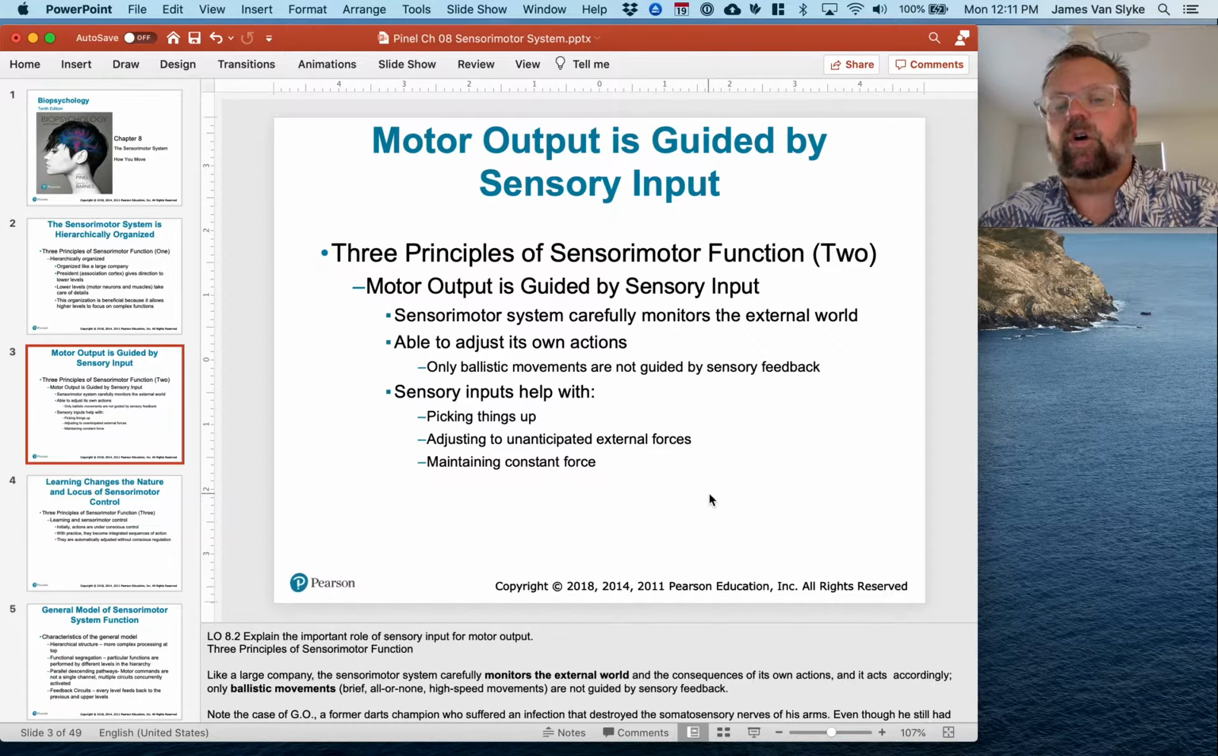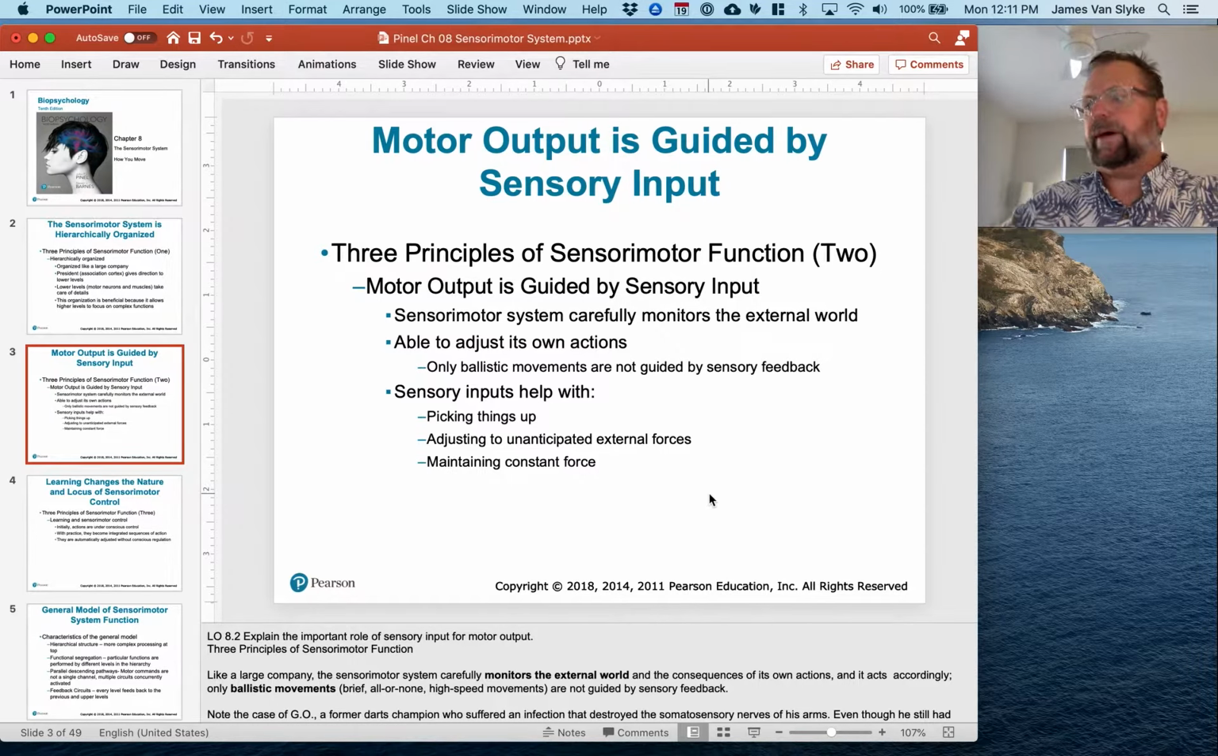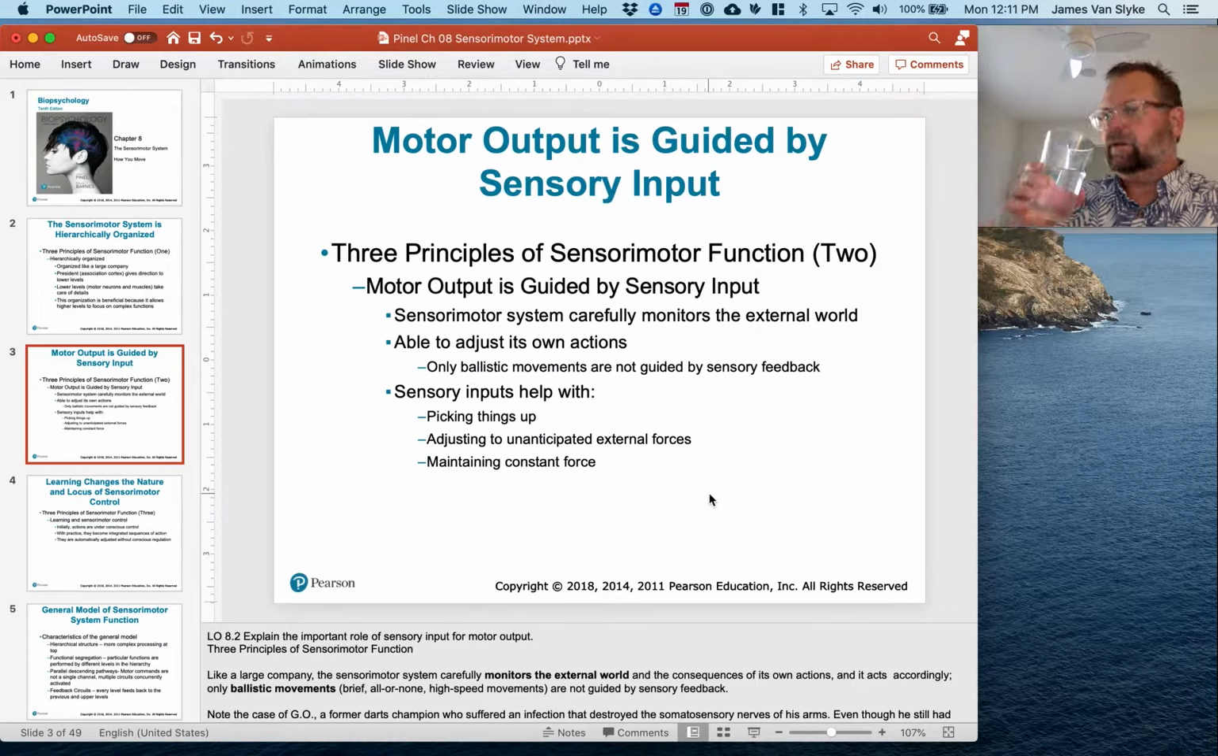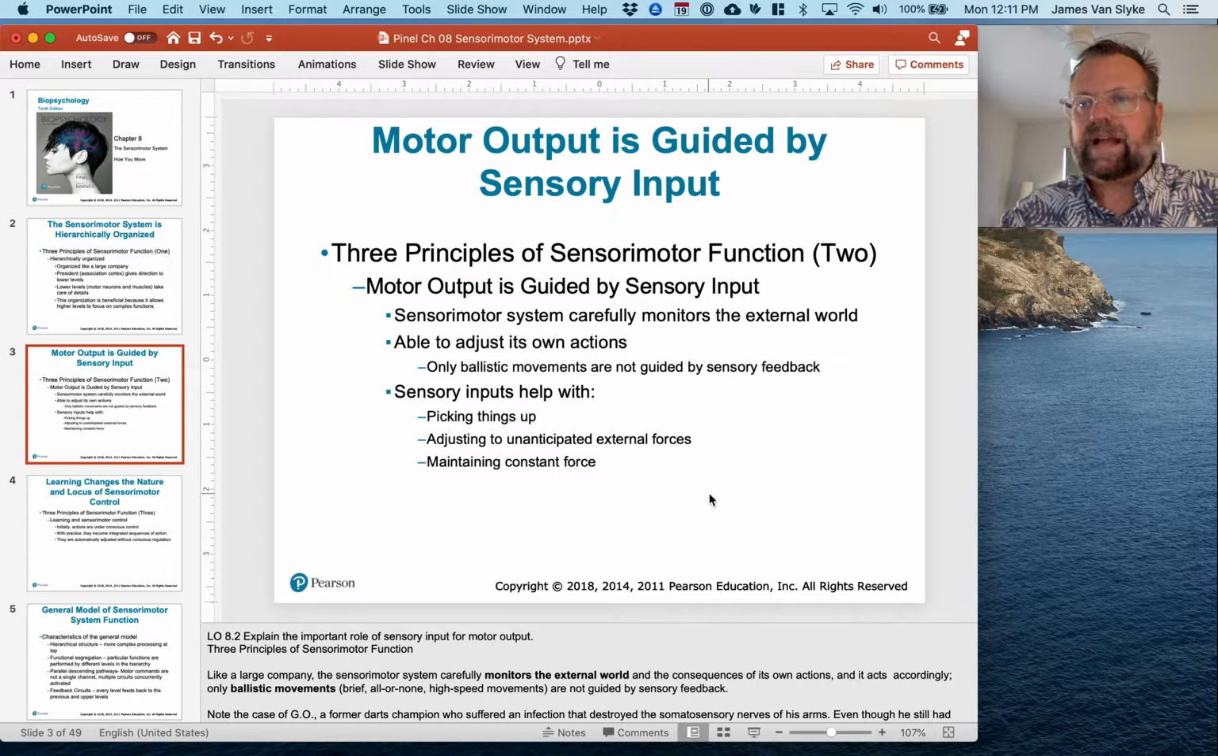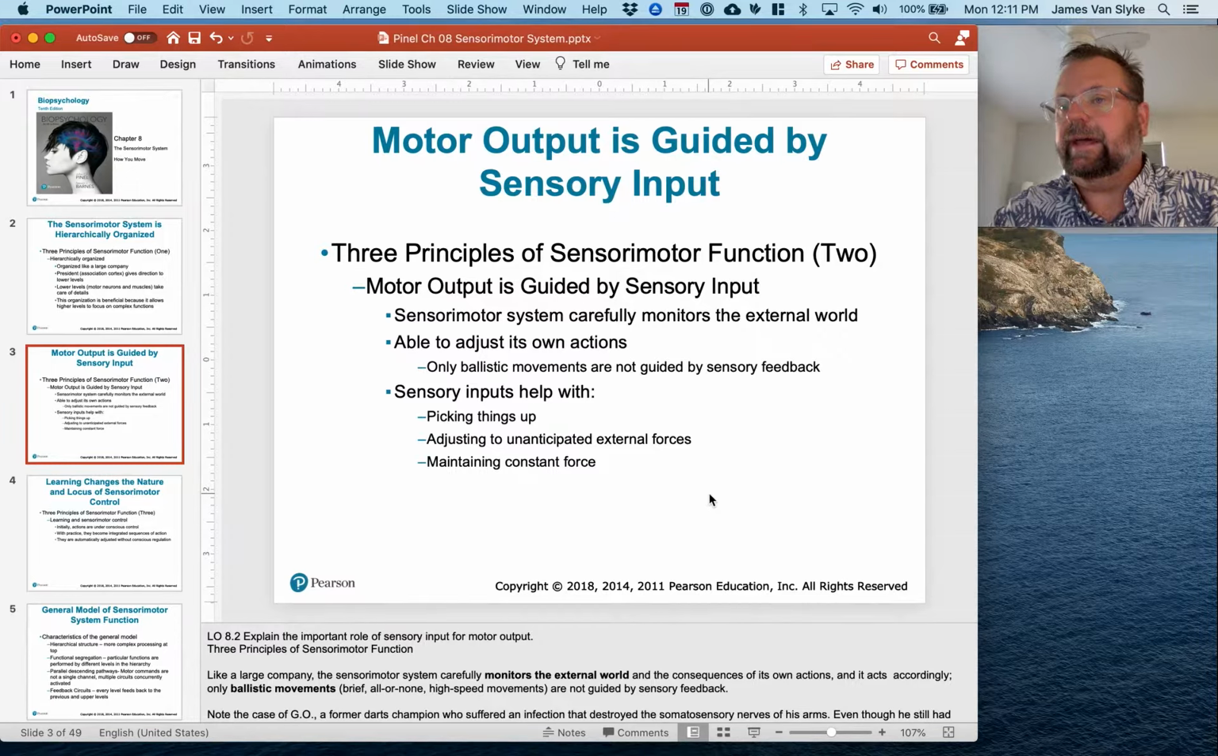And only what are called ballistic movements are not guided by sensory feedback. These are more reflexive behaviors that you do in a more reactionary sense. But if you think about it, when I pick up this glass and take a drink from it, I'm using my vision. I'm using my proprioception to guide the glass to my lips and to complete that particular motor function.